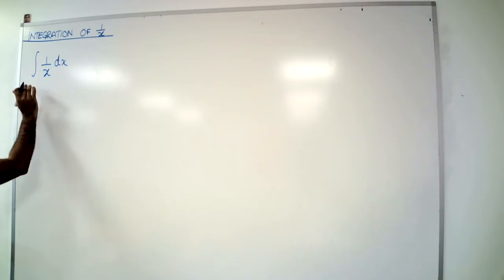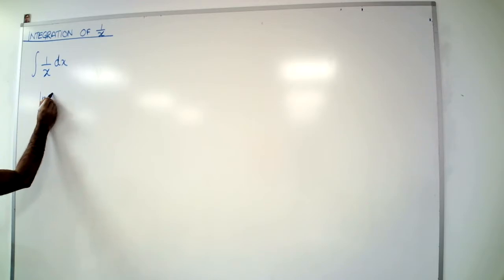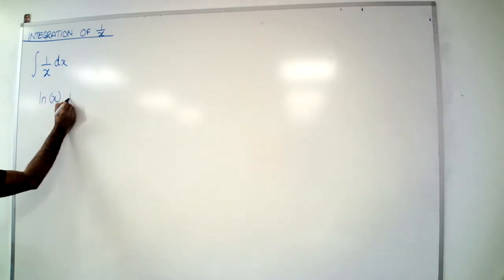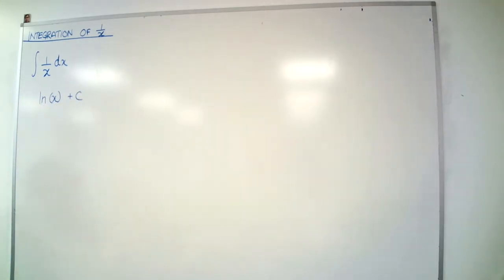So what you need to know is there is a rule. We need to remember the rule. The rule is integration of 1 over x is actually ln of x, obviously plus a constant of integration. So we need to know that rule, ln x plus c.